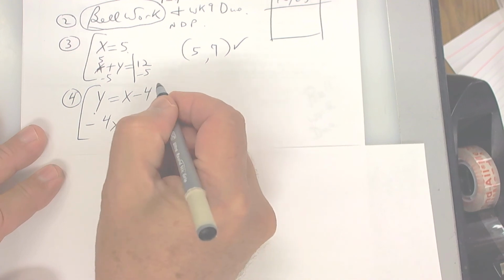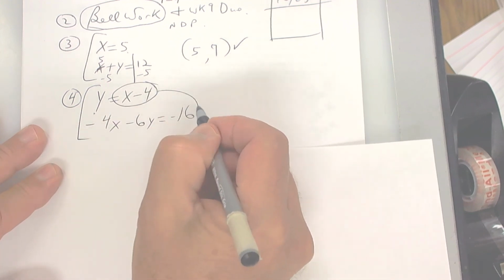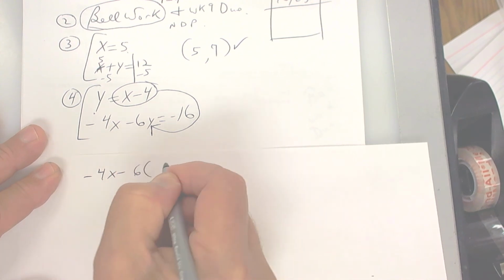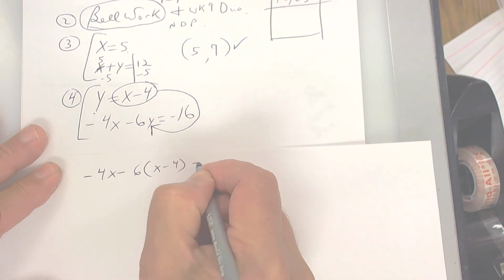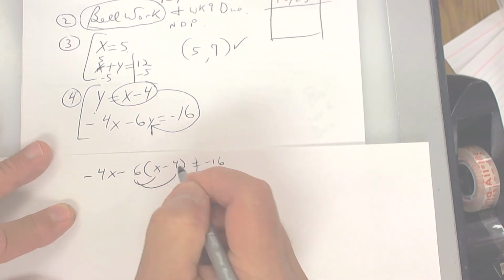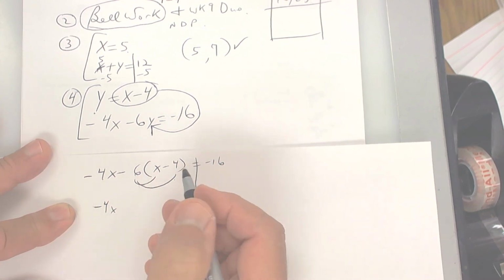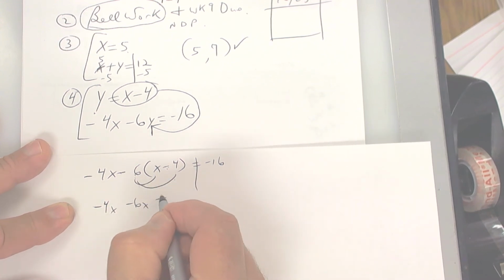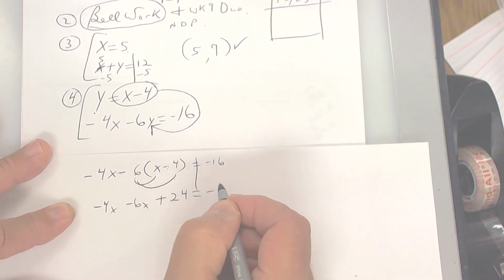This one says y, so it's already by itself. You're going to substitute in place of that y. So I want to see the work. And the substitute is right here. And then what you're going to do is draw the McDonald's arc. So you're going to get negative 4x, negative 6x, and double negative here. So that's going to be a plus 24 equals a negative 16.